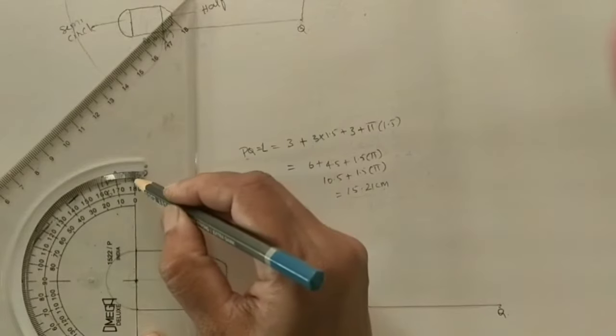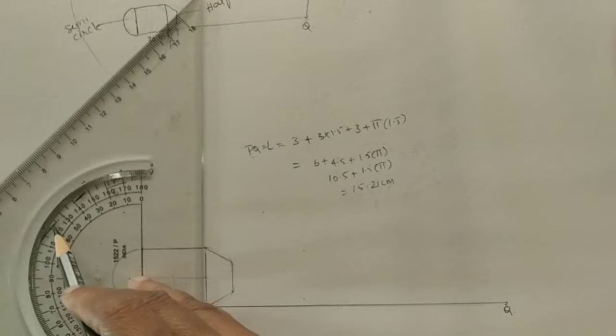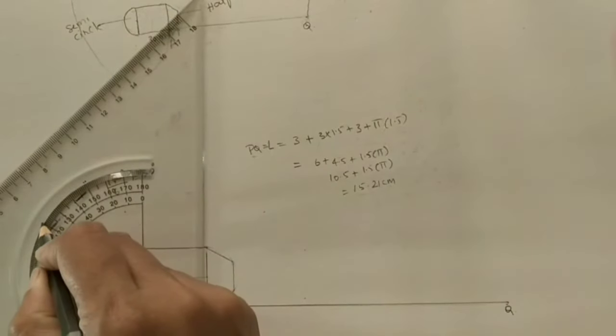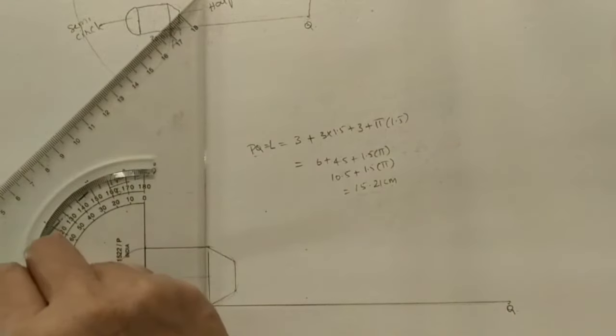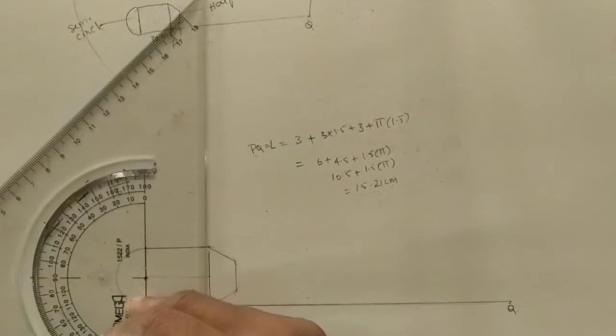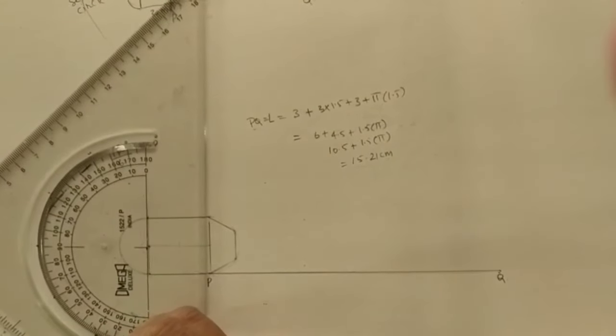So each angle is 30 degrees. Let us take from here, from 0 to 30 degrees. Mark here. Next, 30 plus 30 means 60, at 60 one point. Next, 60 plus 30 means 90 here. 90 plus 30 means 120 here. 120 plus 30 means 150 here.